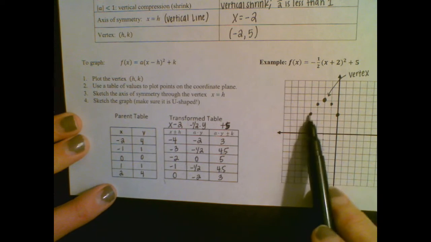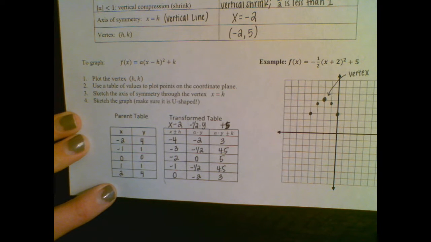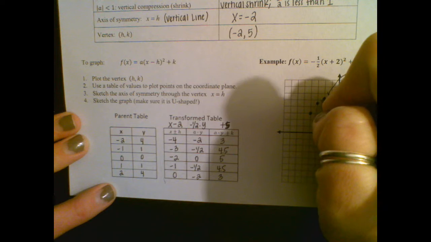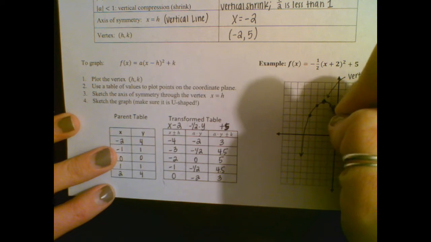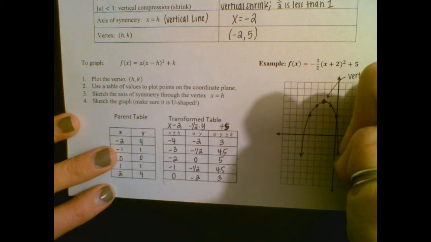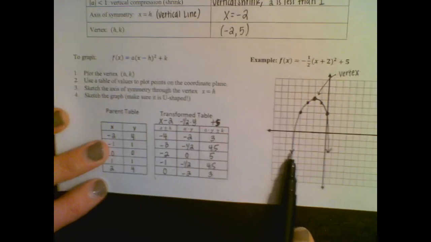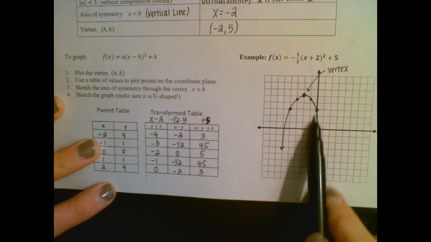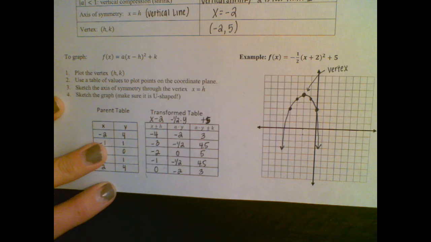And I should have the beginnings of a U-shaped graph once I plot those points. So then I'm going to go ahead and make my actual graph here. And similar to the absolute value function, you always want to make sure that you're putting arrows at the ends of your branches because they're going to continue. And make sure that it is U-shaped. This is not an absolute value function, so we don't want it to look like a V. We want it to look like a U.